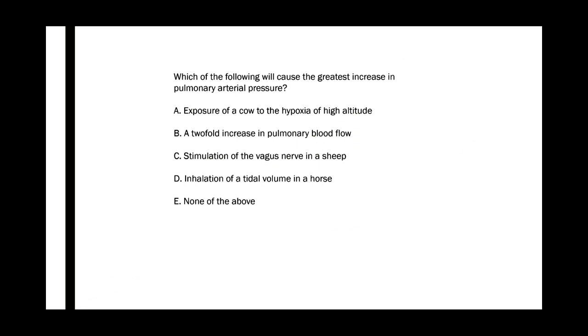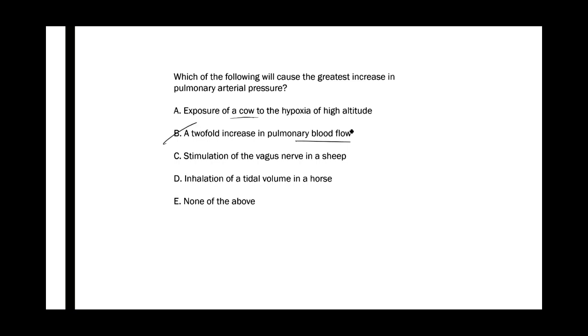Okay, which of the following will cause the greatest increase in pulmonary arterial pressure? A lot of these practice questions I just copy and paste from this website, and for some reason they love animals, like dogs and cows, things like that. Okay, so let's go through and eliminate some answers. An increase in blood flow, surprisingly, does not increase the pressure.